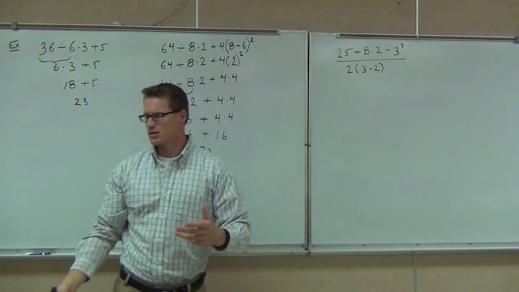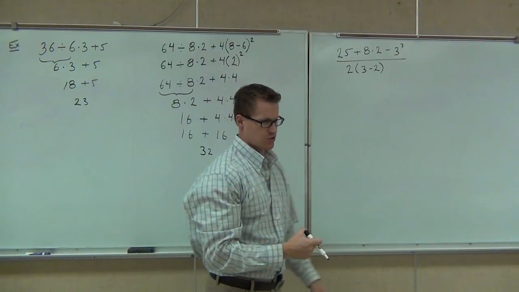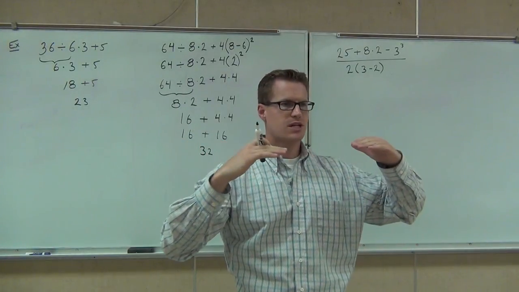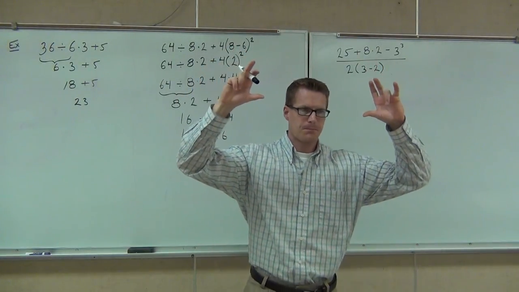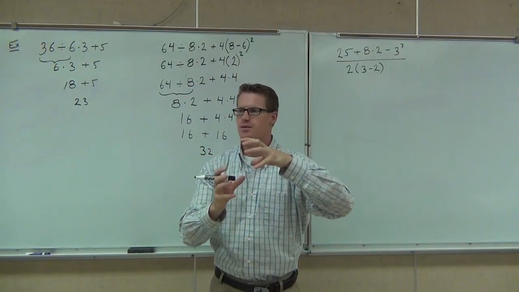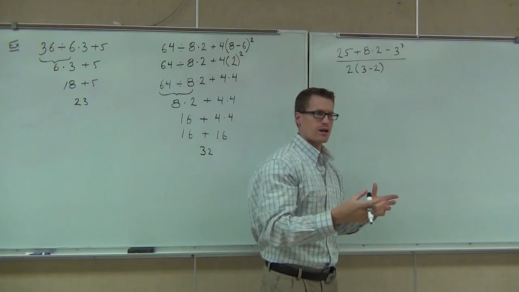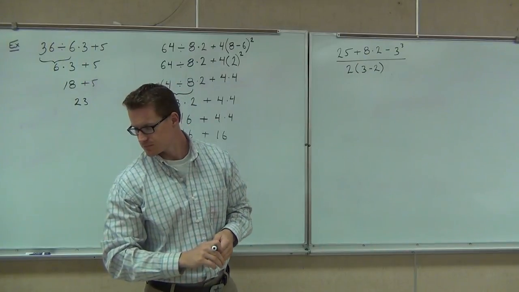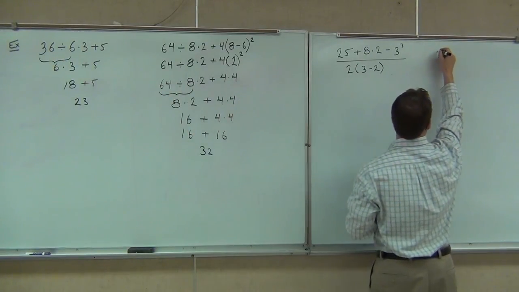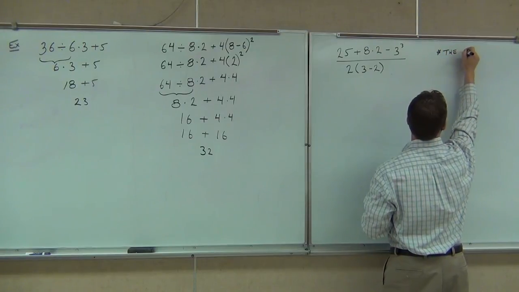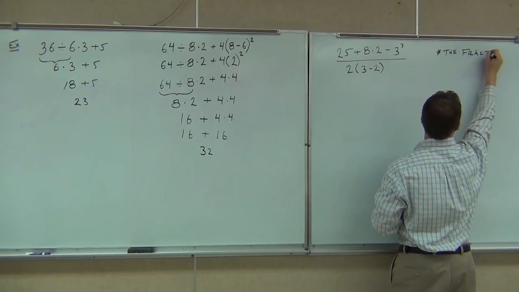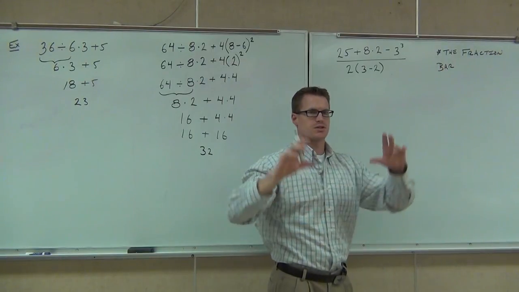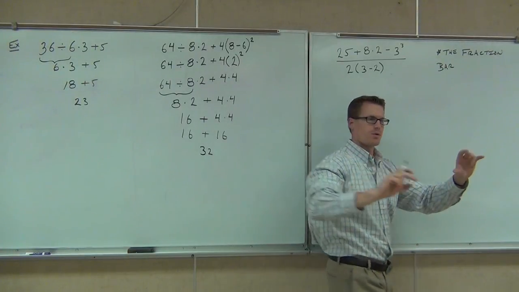You need to know about these large fractions, well that's what we have here, it's just a large fraction, is that the fraction bar implies parentheses. So whenever you see that, it says do what's on the top, then do what's on the bottom, and then divide. You can't do anything before that. So what I'm going to write down right now is the fraction bar means parentheses, or implies parentheses. Fraction bar implies parentheses around the numerator, the top, and the denominator, the bottom.